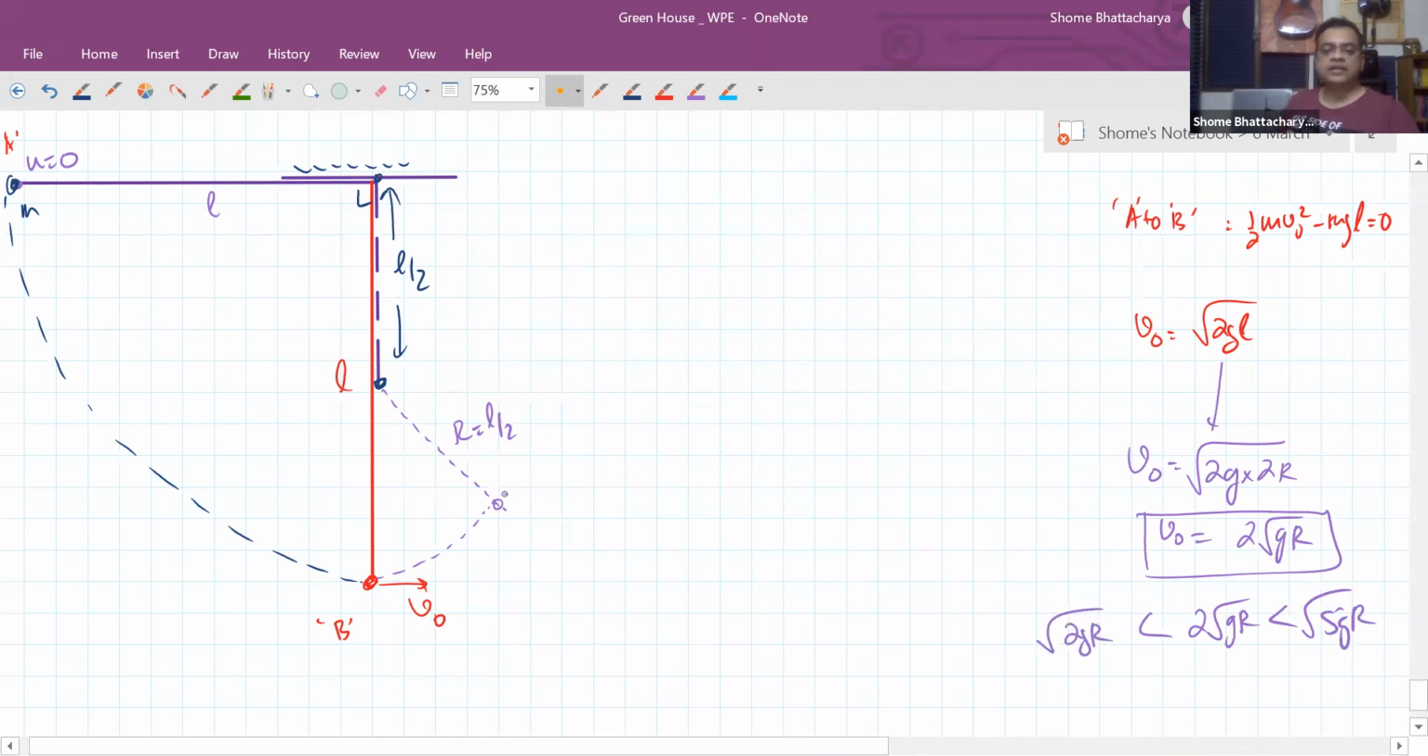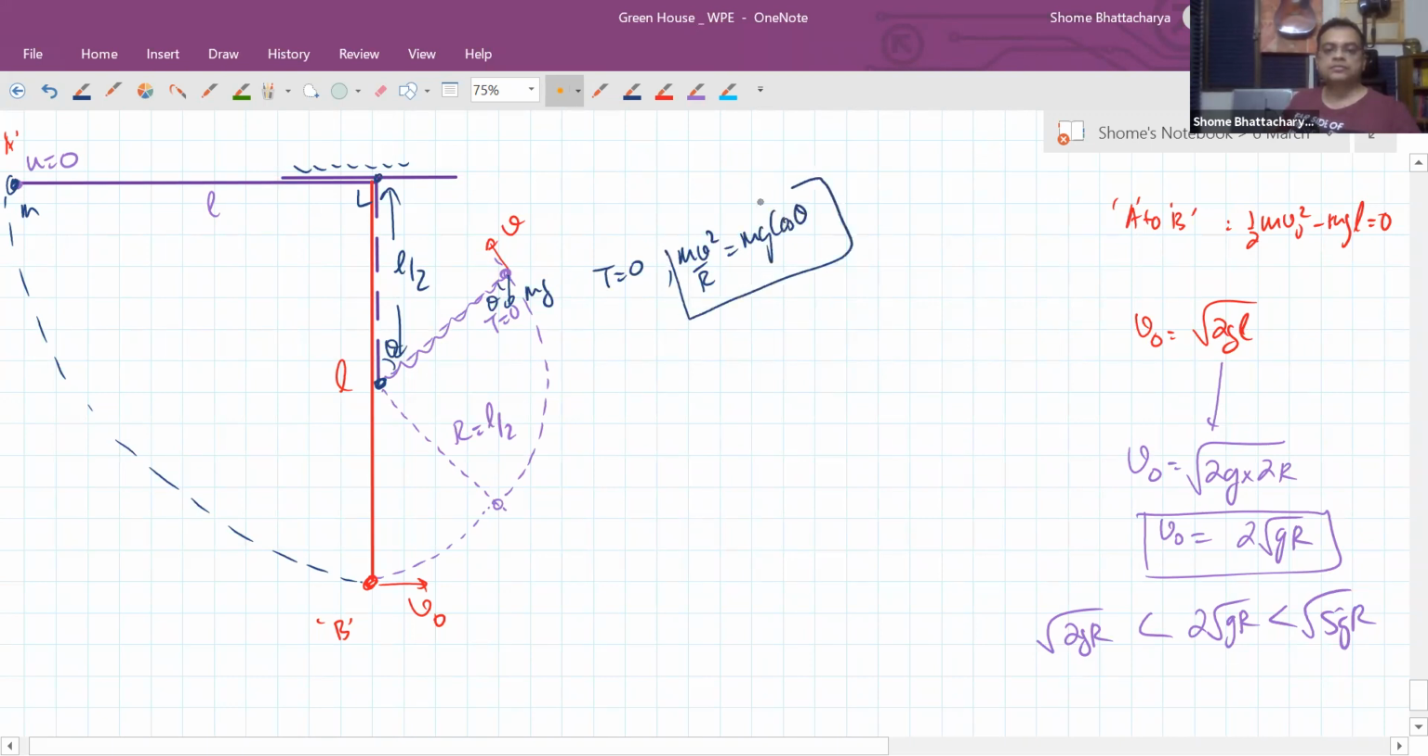Okay. So it will cross this 90-degree position, but somewhere over here, what will happen? The string will slacken. The tension in the string will become 0. Reach some position here, where this angle is theta, this angle is theta. So the tension will become 0 at this point, because m v square by r is becoming equal to mg cos theta. Okay. And let's say this position is C.